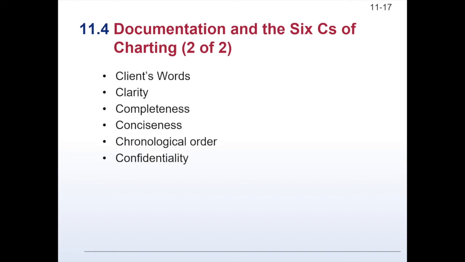The 6 C's of charting are: Client's words. Be sure to record the patient's exact words rather than rephrase for proper grammar. Clarity. Use precise descriptions and accepted medical terminology when describing a patient's condition. Completeness. Fill out forms used in the patient record completely. Conciseness. Be brief and to the point. Be careful with abbreviations. Chronological order. Be sure all entries in the patient record are dated. And lastly, confidentiality. Information in patient records and forms is confidential.